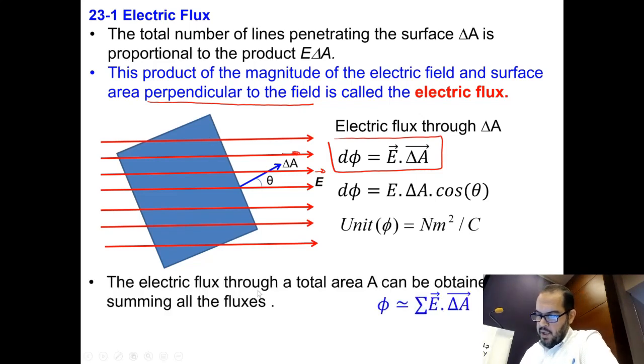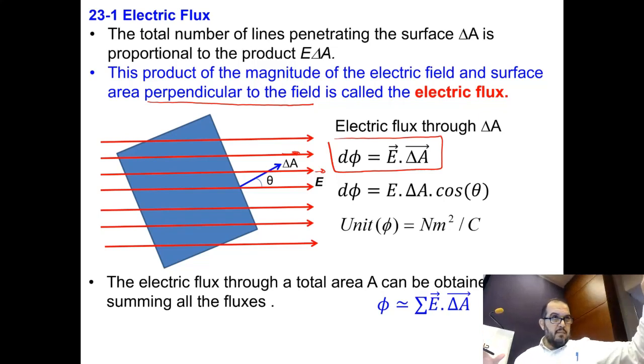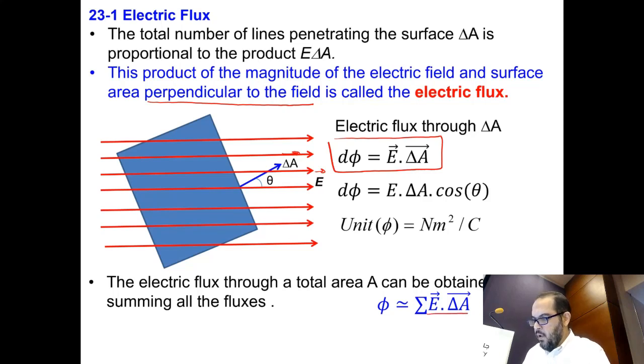Okay, now let's assume you have a large area. If you have a large area, you can divide it into small elements, delta A's. Determine the area vector on each of these elements, and you can determine the flux through this area by adding the fluxes through every elemental area dA. So we can write the total flux through an area is just equal to the summation of E dotted with dA. In this case, if the angle does not change between the electric field and the area vectors, then no problem.